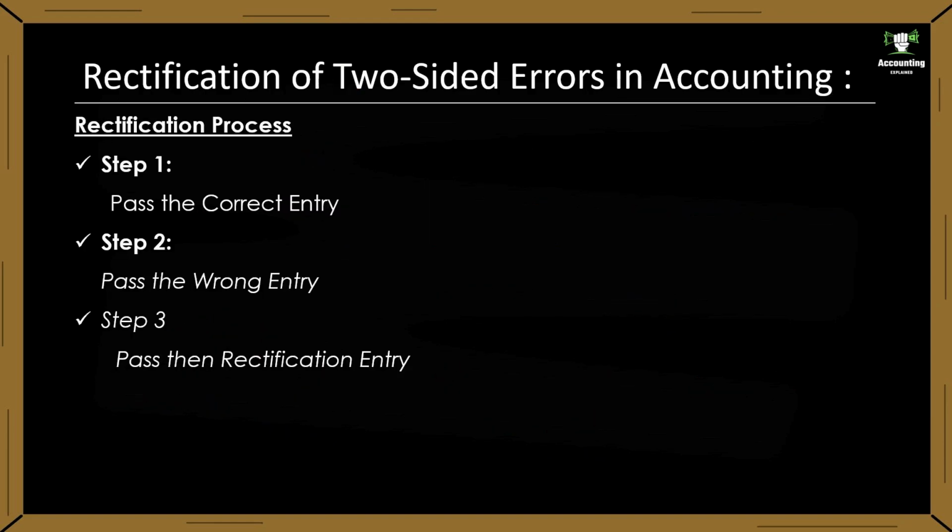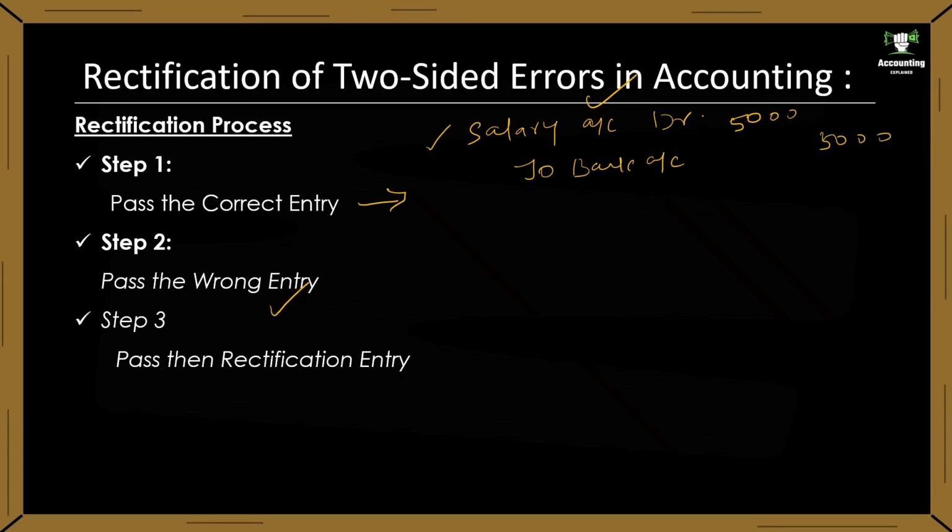We saw some examples for two-sided errors in accounting. Let us see how to do the rectification process, step by step. First, you pass the correct entry. Let us take the same example of the salary account debit to bank account 5,000. This is the correct entry. Then pass the wrong entry. Instead of taking to salary, you have taken to electricity. So this will be your wrong entry: electricity account debit 5,000 to bank account 5,000.